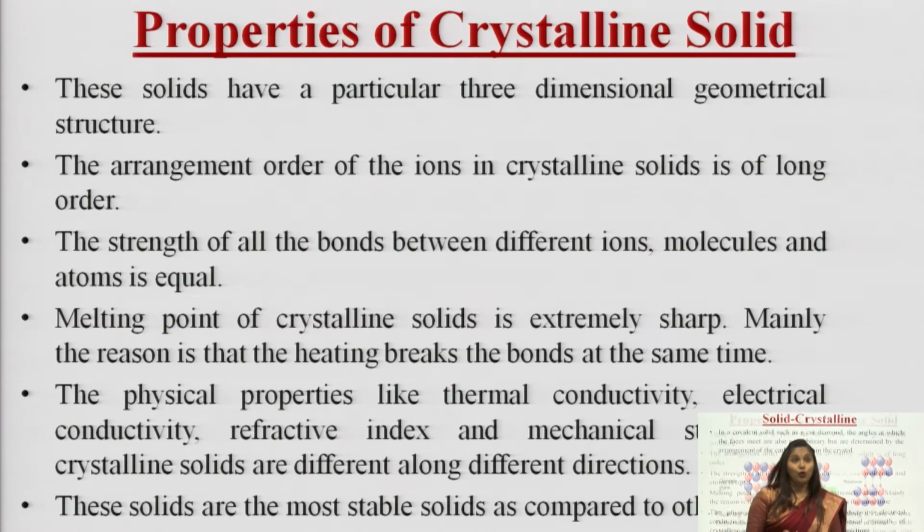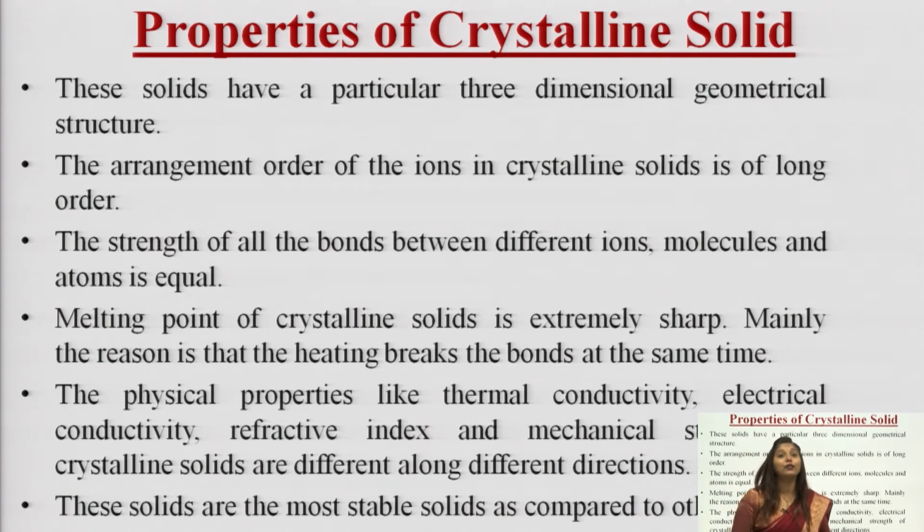Okay. So what are the properties of crystalline solids? Now, what are the properties of crystalline solids? These solids have a particular 3-dimensional geometrical structure. So the first property of crystalline solids is that they have a 3-dimensional geometrical structure. The arrangement order of the ions in a crystalline solid is long range. Okay, the strength of all the bonds between different ions, molecules or atoms is always equal.